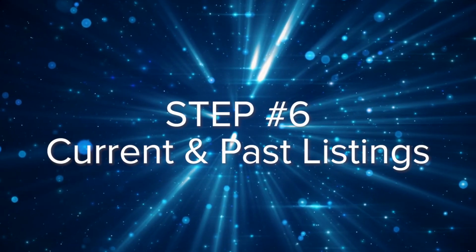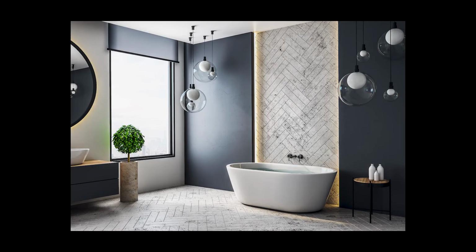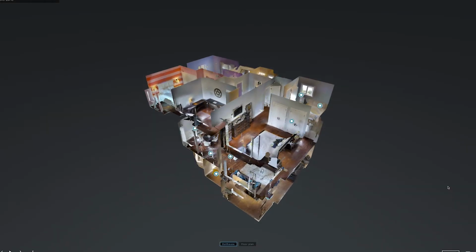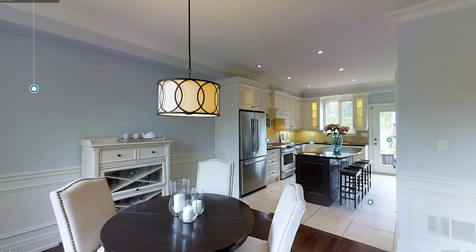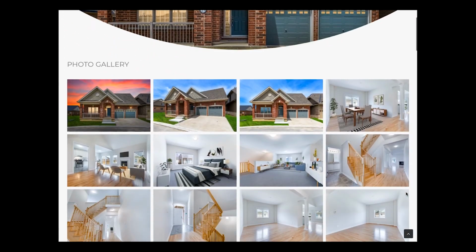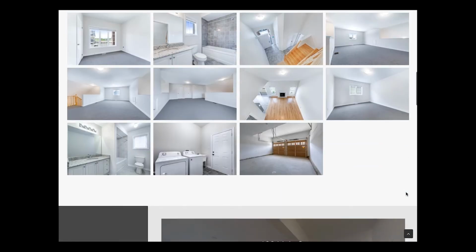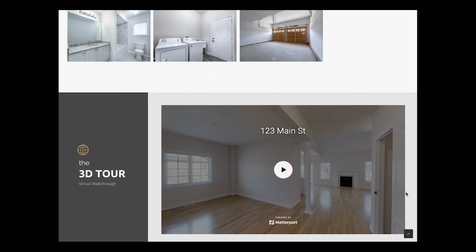Step 6. Look up their current and past listings. This will give you a precise idea of their marketing abilities. These are things you'll want to look out for. Do they use professional photographers, or do they take awkward pictures with their phone? Do they have a virtual walkthrough tour, like a 3D Matterport tour, to attract a broader audience? Did they build a dedicated landing page that's SEO optimized, like 123mainstreet.com, that holds photos, videos, walkthrough tours, everything? Or do they just simply rely on posting on MLS?